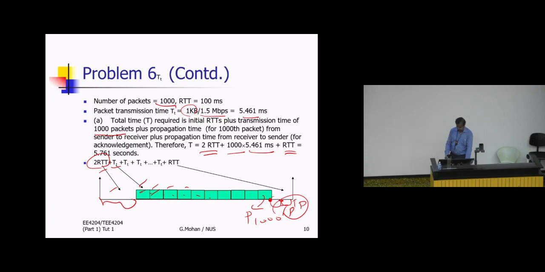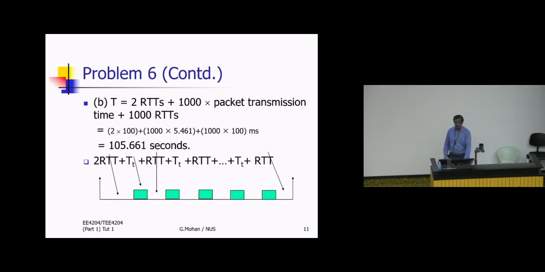Now in this case, look at this diagram, the timing diagram, how the transmission takes place. Initially, there is a handshaking delay of 2 RTT, this one. This is handshaking. Now, packet number 1 is sent. According to the problem, there is a delay of 1 RTT. Why is there a delay of 1 RTT before it sends the next packet? Very easy to understand.